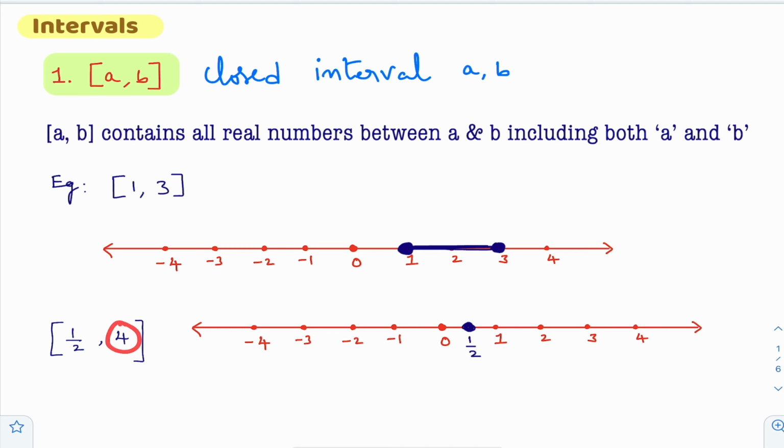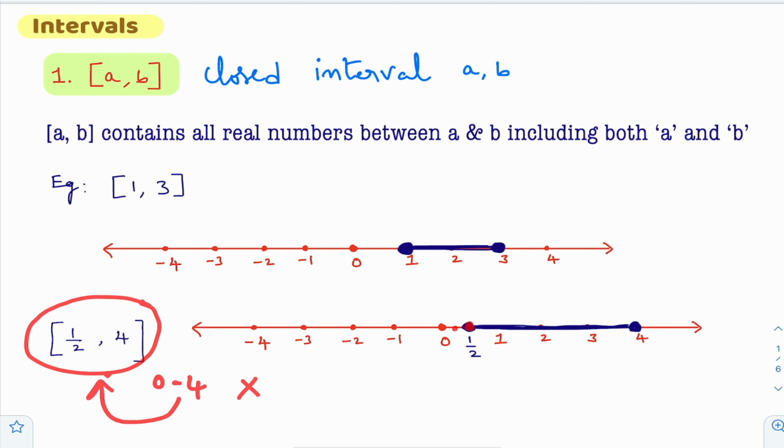4 is here, right? You mark one dark circle here at 4. Dark circle means that point is included. Now join. See, whatever numbers are present in this blue color part, all those numbers are present in this interval. I hope you are understanding. In this interval, is 0.4 there? No. This interval starts from 0.5, 0.4 is somewhere here. 0.4 does not belong to this interval, right?